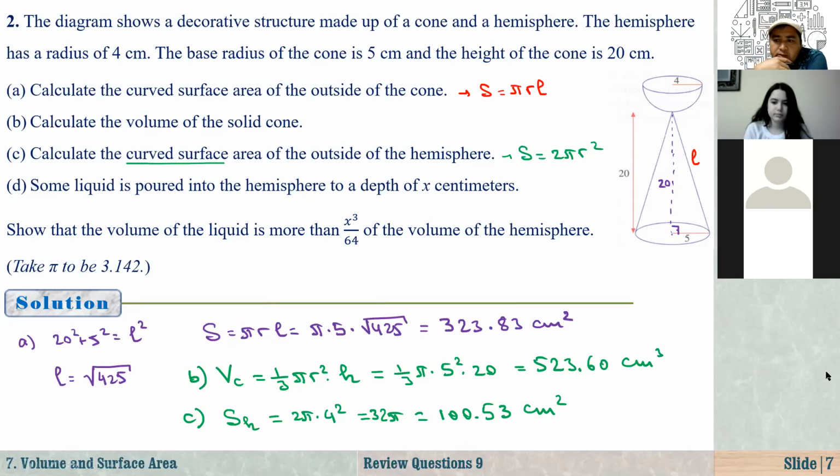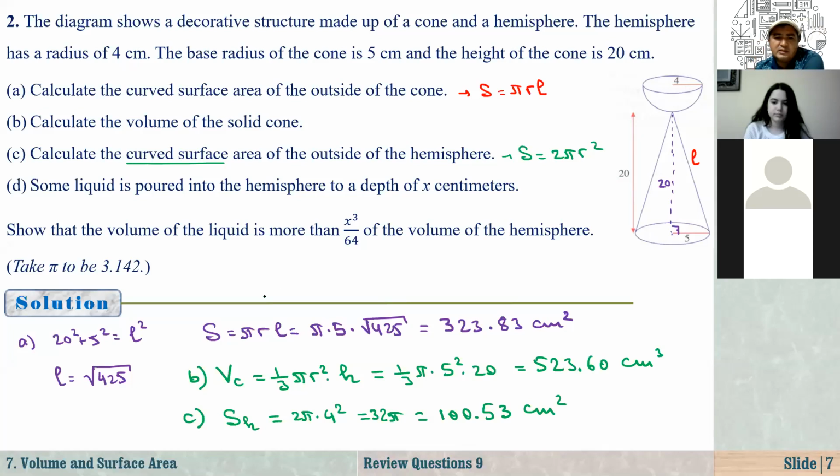Okay. So that's it about C. And question D: some liquid is poured into the hemisphere to a depth of x centimeters. Show that the volume of the liquid is more than x cubed over 64 of the volume of the hemisphere.